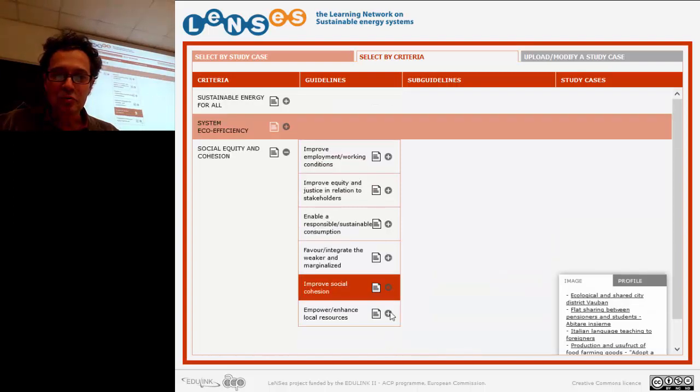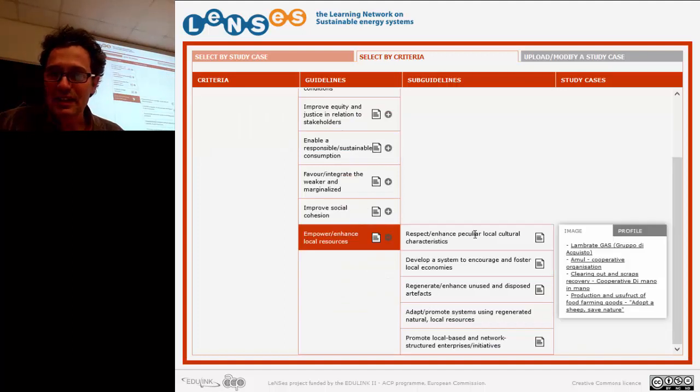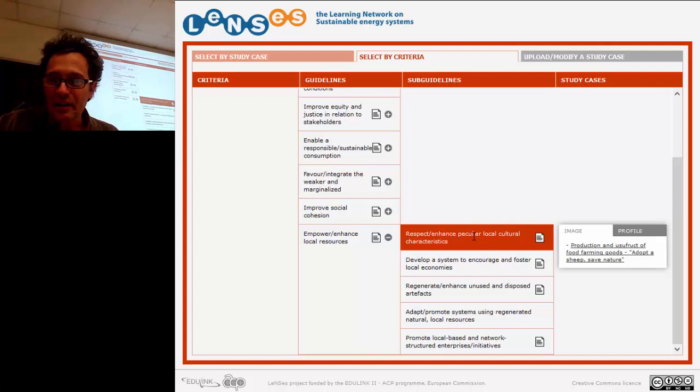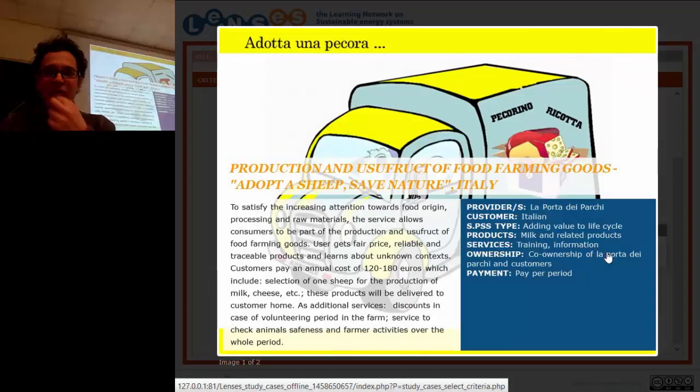Okay, let me move to the last ones. So we are going to close. Respect and enhance peculiar local cultural characteristics. Here, if you want, you can adopt a sheep. Are you interested in adopting a sheep in Abruzzo? And then you can have kids, but in a sheep.